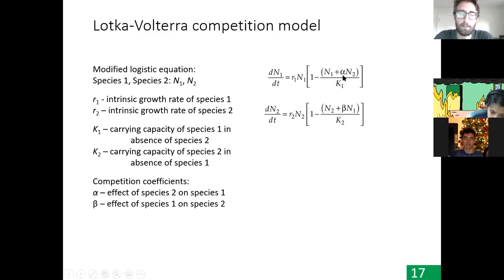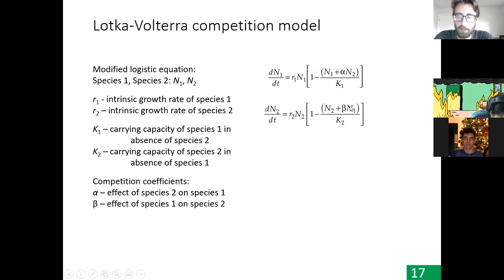And so alpha is the effect of species 2 on species 1. It's like how strong is competition. And then N2 is the population size of its competitor, the population size of species 2. And so yeah, the growth rate is going to be modified by the competition with the other species with this term right here. And so yeah, if this competition coefficient is high and this population size of competitors is really high, then the growth rate is going to be less for species 1.